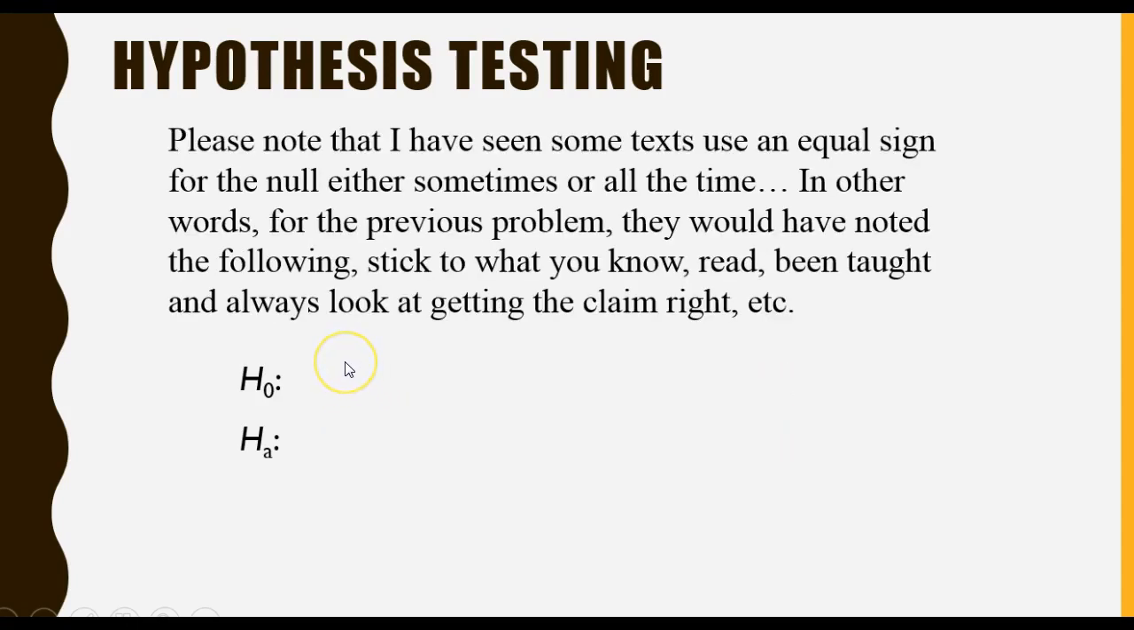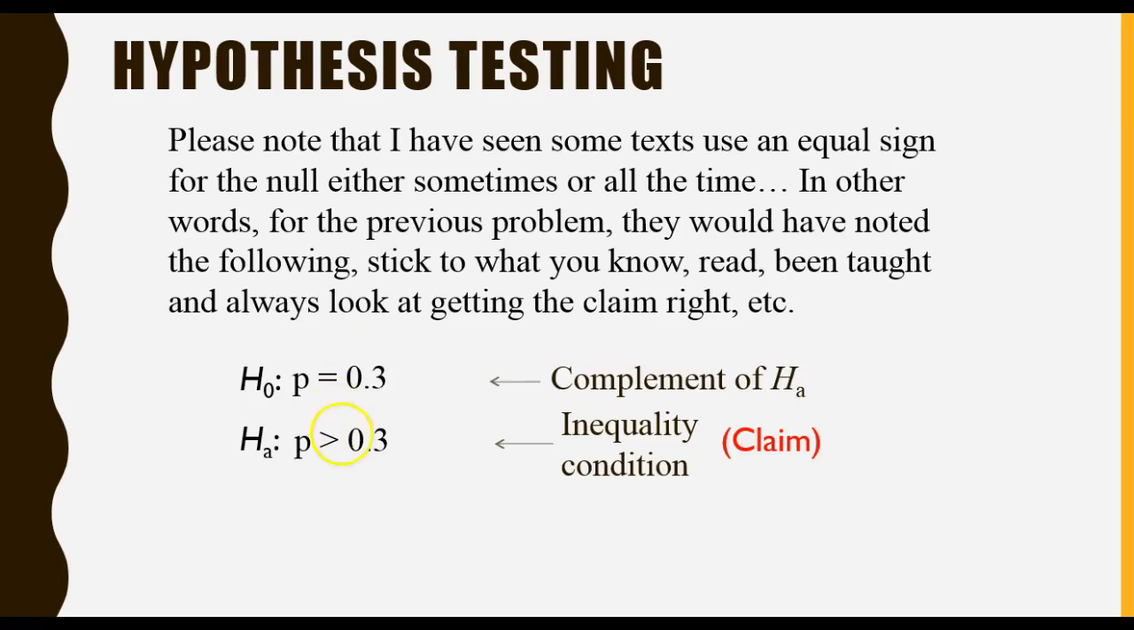Please note that I have seen some texts use an equal sign for the null, sometimes or all the time. In other words, for this previous problem, they would have noted that the null hypothesis was that it's equal to 0.3. I have no idea which textbooks students are using. As I said, I've got students all over the place who ask me to help with something or put something together. So sometimes you will see a null hypothesis always use an equal. I can't tell you. You just need to stick with what you know, what you've read, what you've been taught, and always look at getting the claim correct.